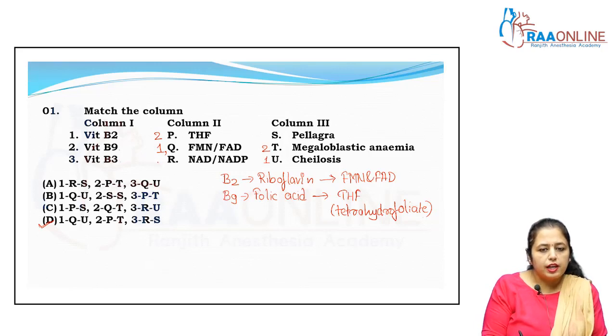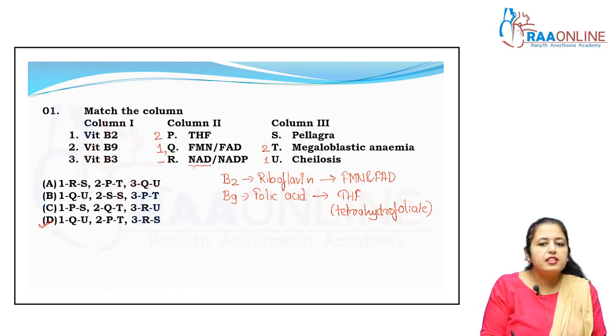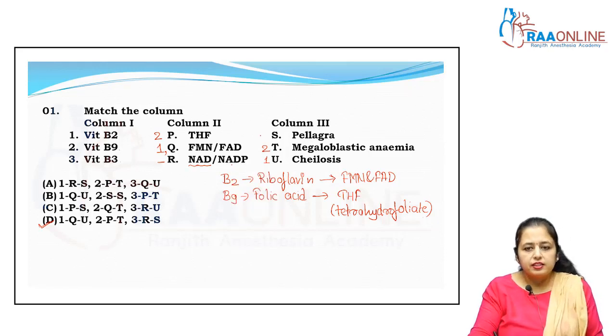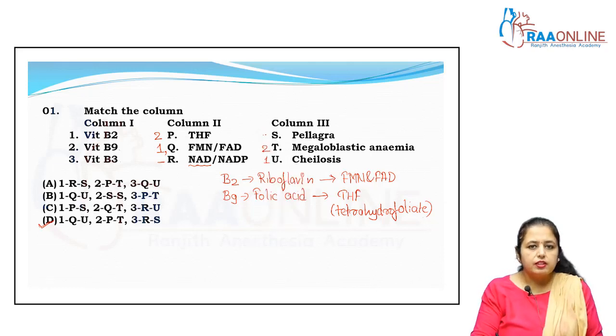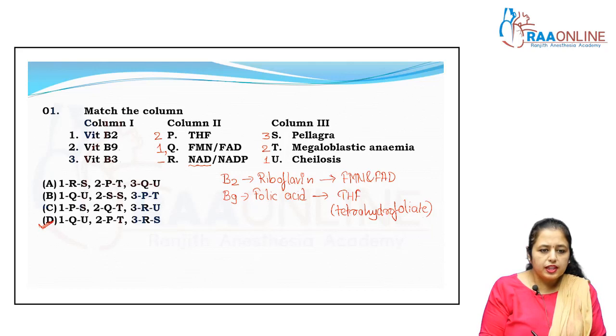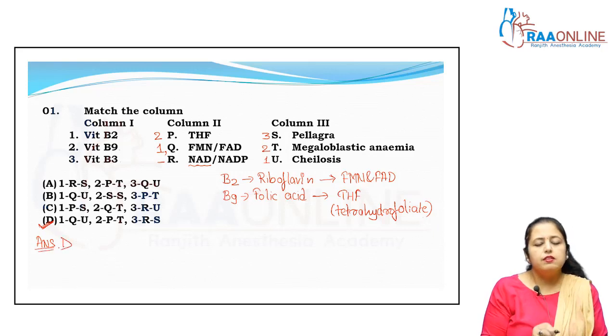B3 is related with the formation of NAD or NADP. The full form of NAD is nicotinamide adenine dinucleotide and NADP is nicotinamide adenine dinucleotide phosphate, right? Its deficiency disease is called pellagra, the 3D disease, right? Diarrhea, dementia, and dermatitis, clear? And we know that dementia is memory loss, right? So simple, the correct answer is D, clear?